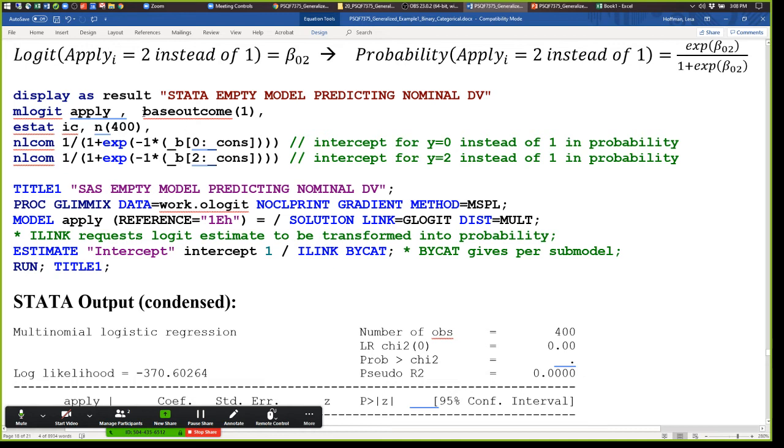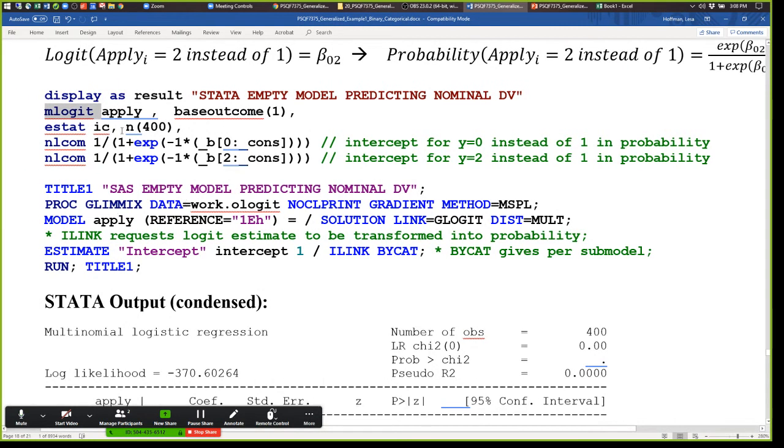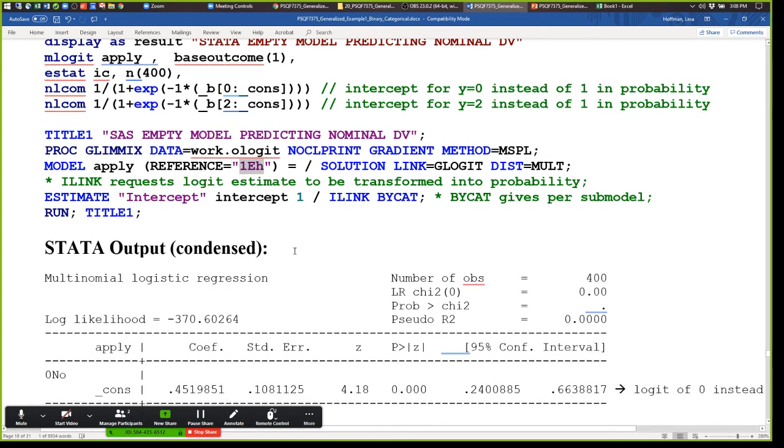So we're back to mlogit in Stata. We have baseoutcome 1 is the way to set your reference. In SAS, reference equals, and then I have the value label that goes with a 1 in my data set. Bycat is an option you can throw on estimate statements to get the same prediction for both submodels. Note the change in the code otherwise right here.